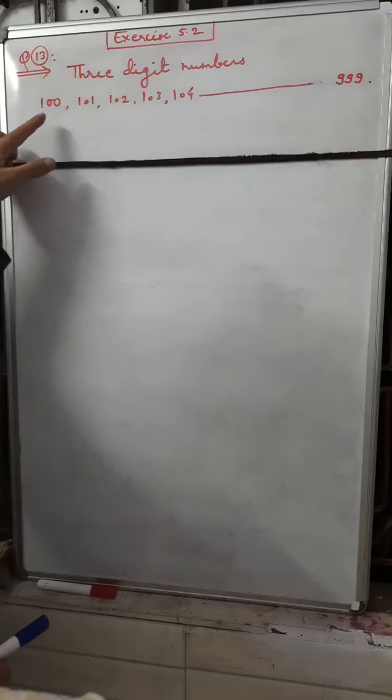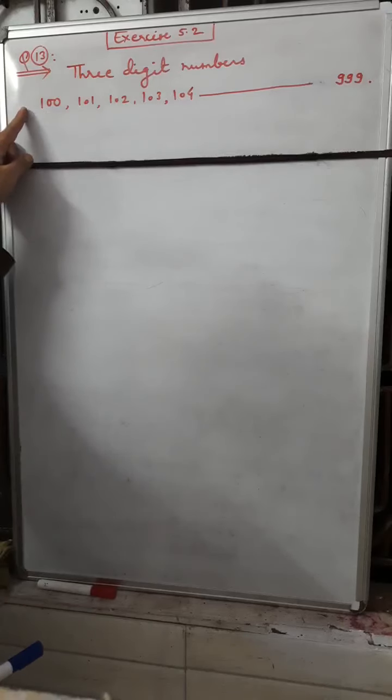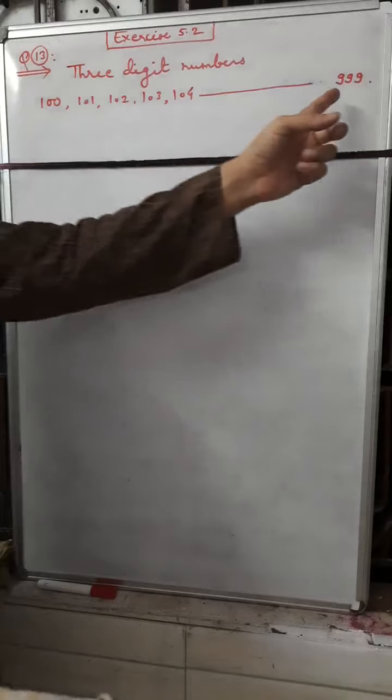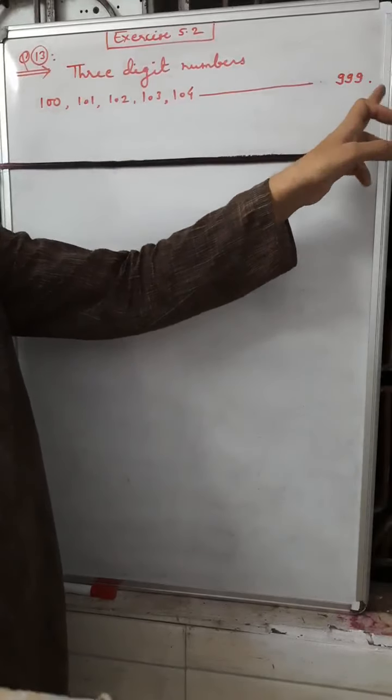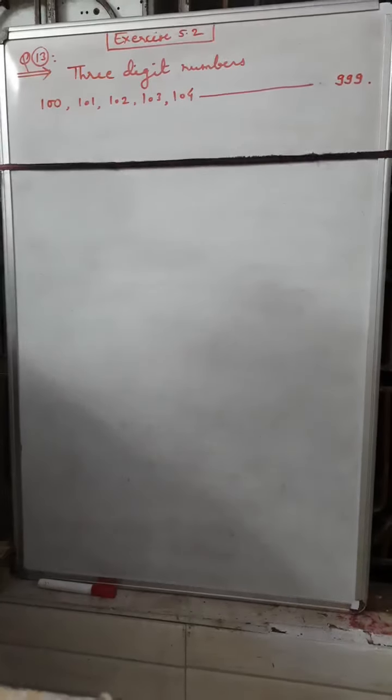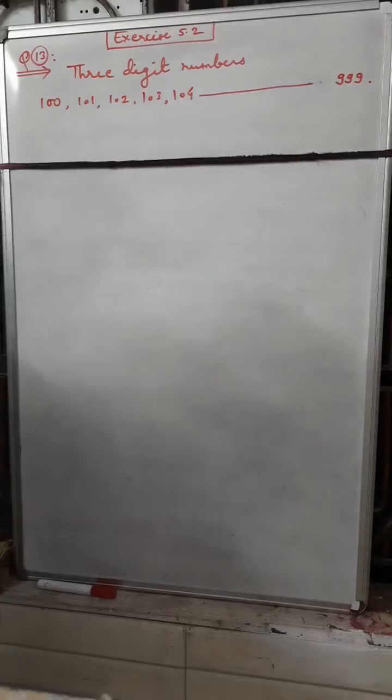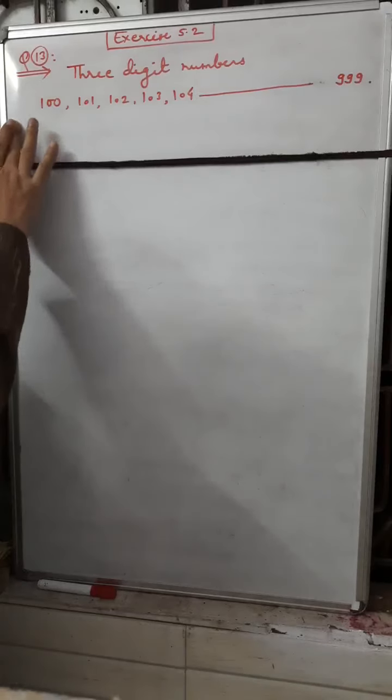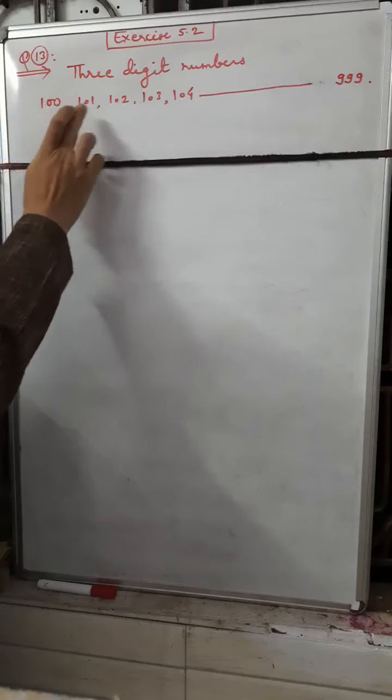If we go less than 100, 99 is the highest 2-digit number. And if we go more than 999, we will get 1000, which is a 4-digit number. So according to the problem, we have to find the numbers which are divisible by 7, and definitely they should be 3-digit numbers. So we can divide 100 by 7. So it is not possible.